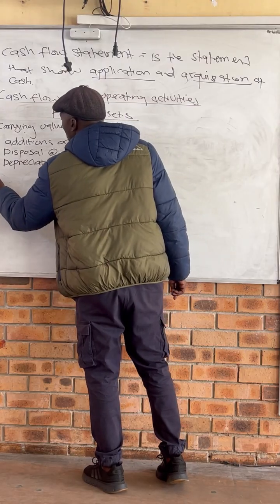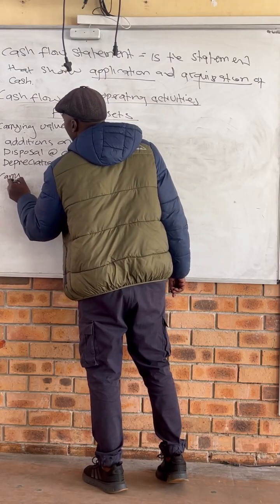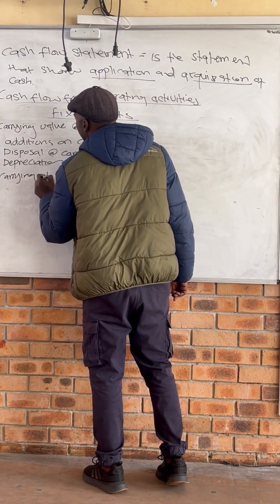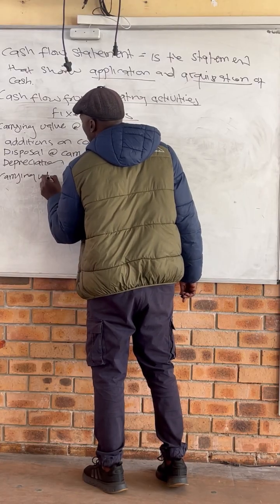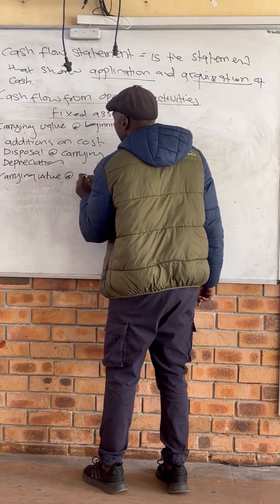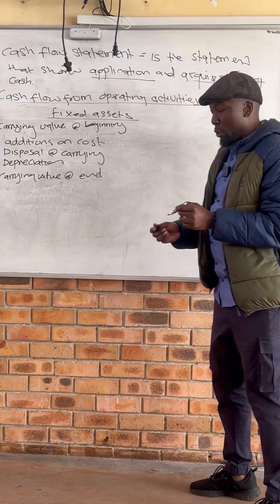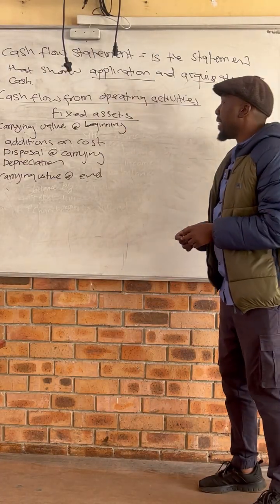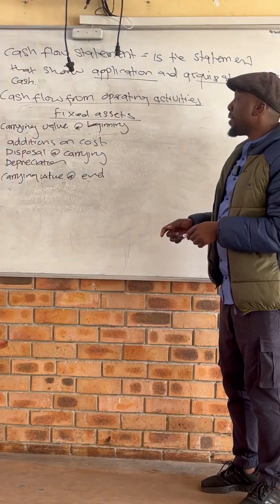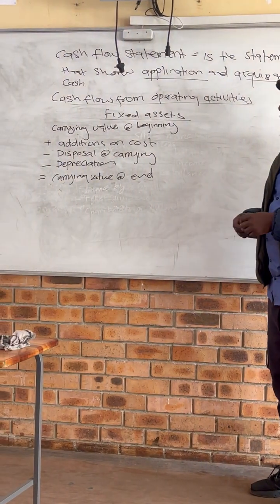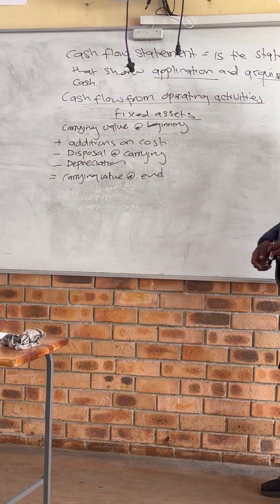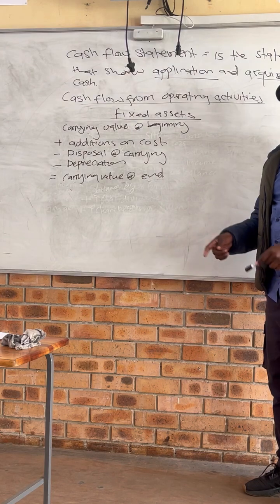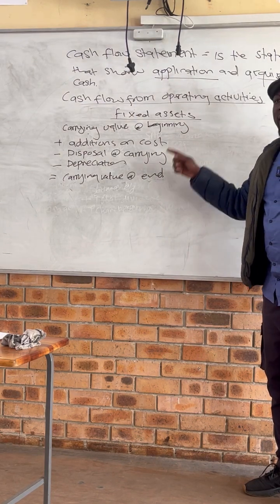And then you are going to get carrying value at the end. I even make my learners sing this one. Also, how do we get the carrying value at the end? Start with carrying value at the beginning plus addition minus disposal minus depreciation equals carrying value at the end.